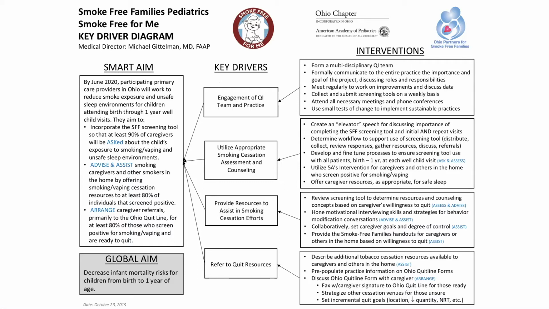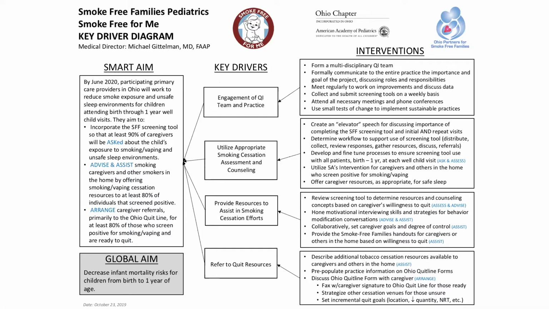You are going to get sick of me referencing this and putting this up on every single action period call, but this really drives our effort and what we're trying to accomplish. So we have our SMART aim and our global aim that we're looking to improve over these coming months by getting this screening tool into place and working to ask questions about the child's exposure at all birth through 1-year-old well child visits. And you'll be able to do that with the top section.